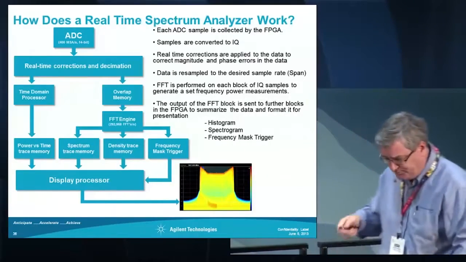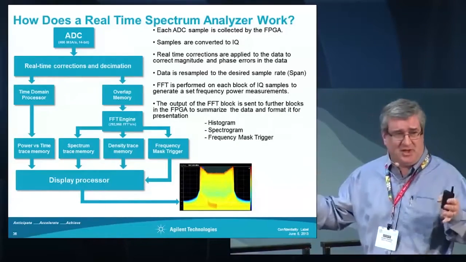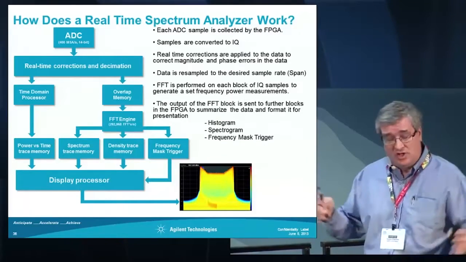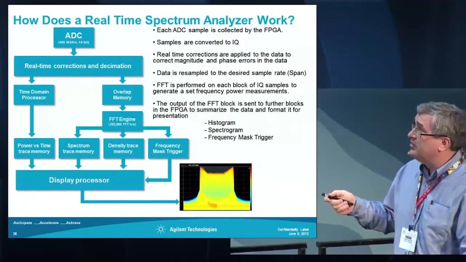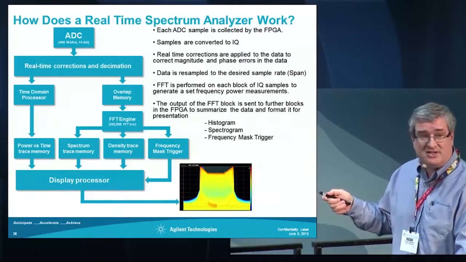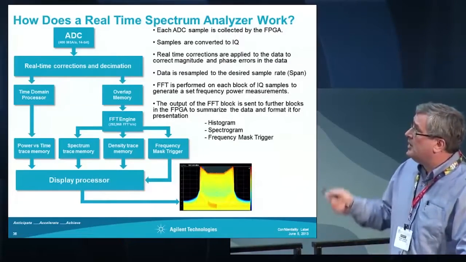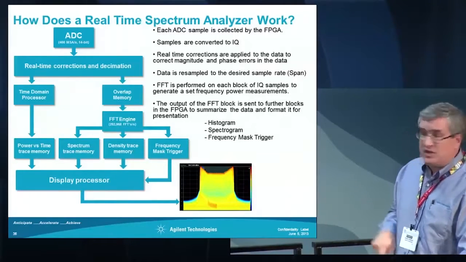we want to measure. If you want to measure 160 megahertz, we're not doing any decimation. If you want to measure a 40 megahertz span or a 1 megahertz span, this is where we do the reprocessing to get down to the sample rate you want. We then go to this overlap memory, which I'll explain in a minute.